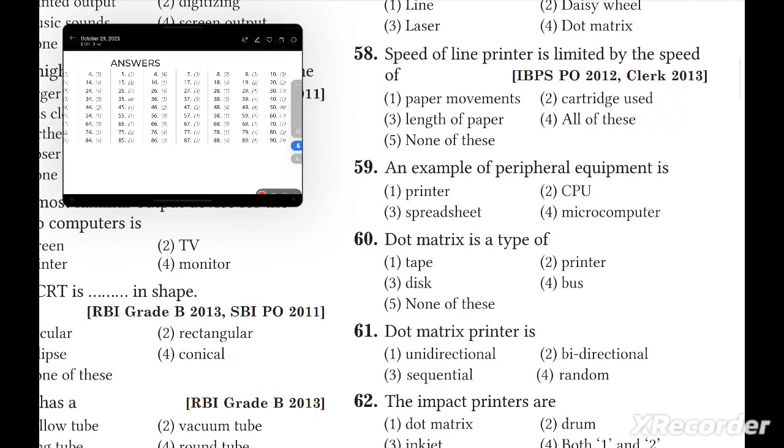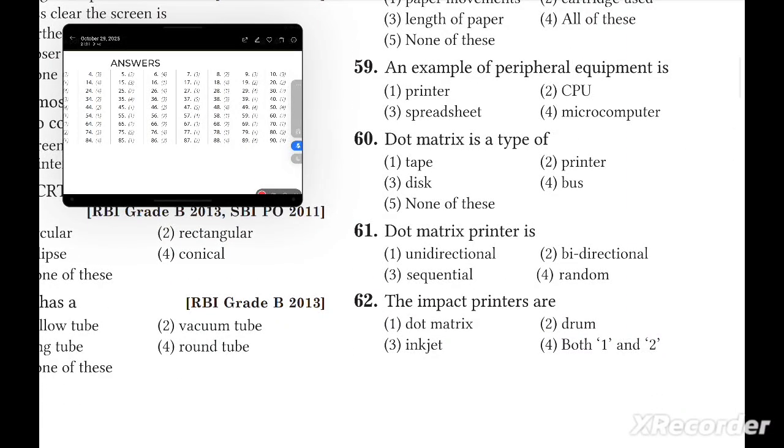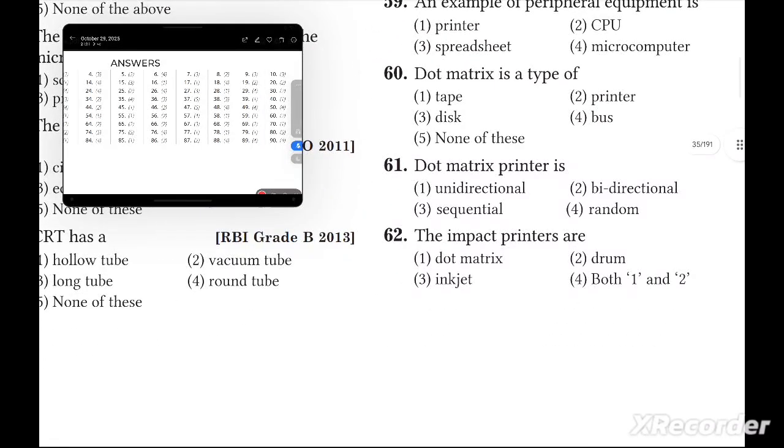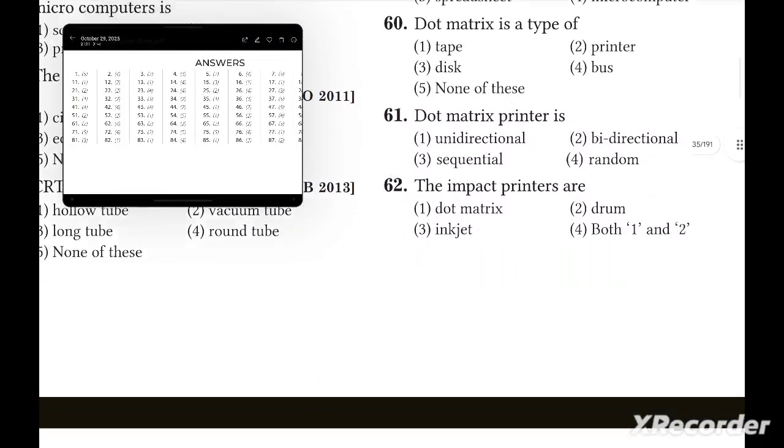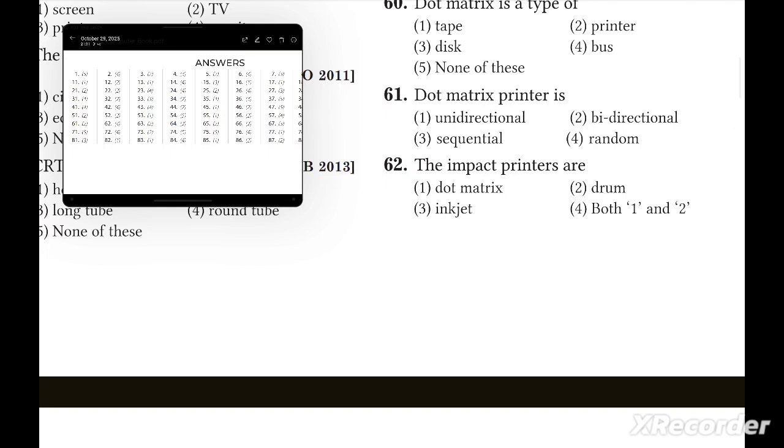Next, an example of a peripheral equipment is first printer, second CPU, third spreadsheet, fourth microcomputer. The correct answer is first printer. Next, dot matrix is a type of first tape, second printer, third disk, fourth bus, fifth none of these. The correct answer is second printer. Next question, dot matrix printer is first unidirectional, second bidirectional, third sequential, fourth random.